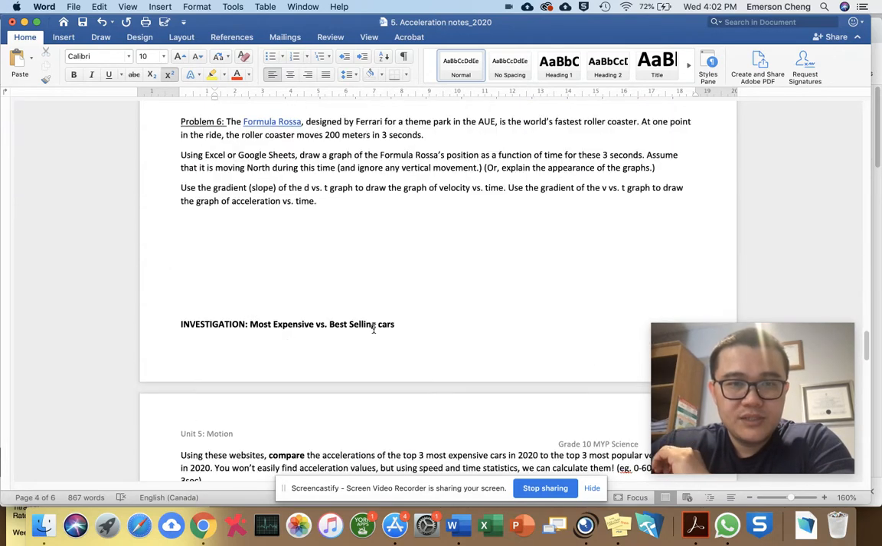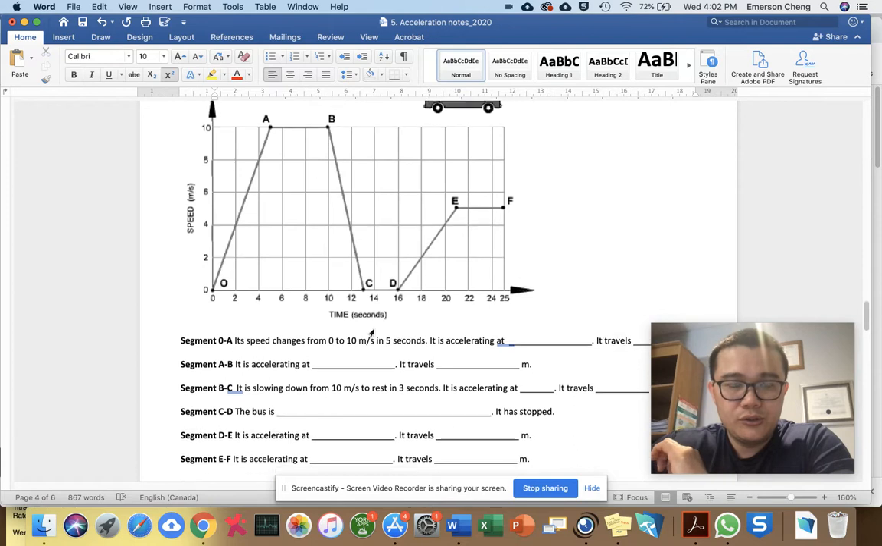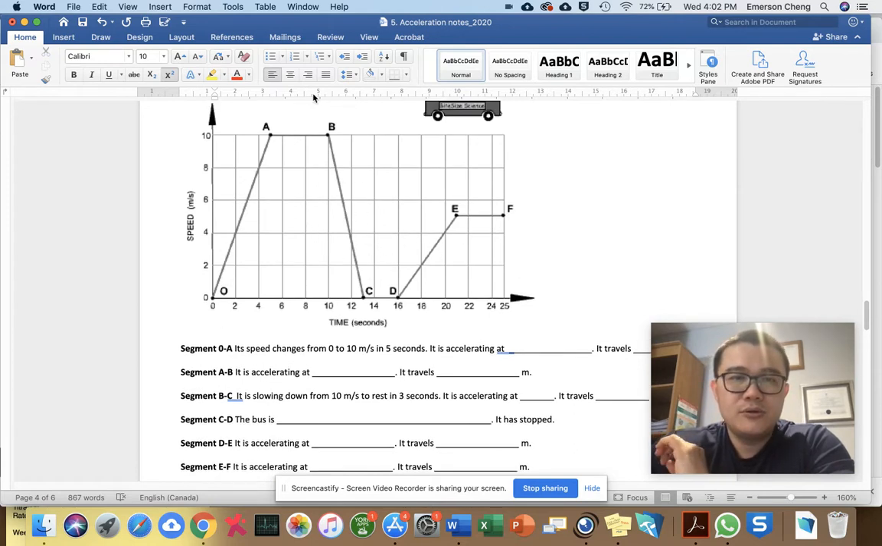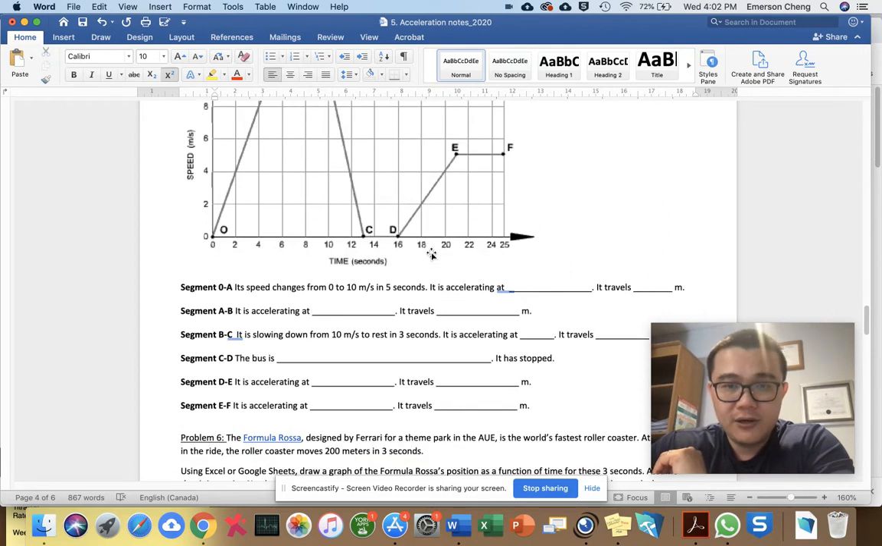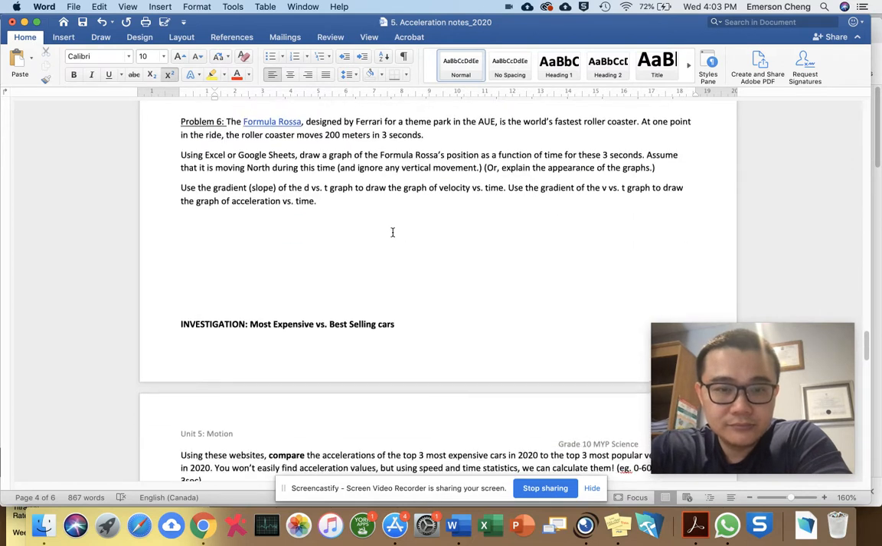Now, in this case, what I'm going to ask you all to do is, for this section, same thing, it's the same concept. Look at this graph, the journey of the shuttle bus, figure out what is the acceleration, answer the following question based on different segment of the graph. Okay, you're going to be doing an activity, which is very similar to that.